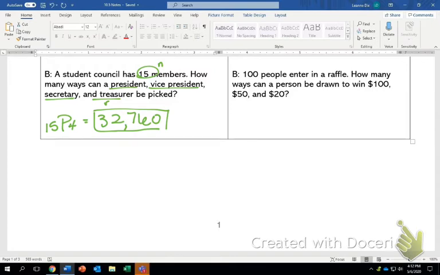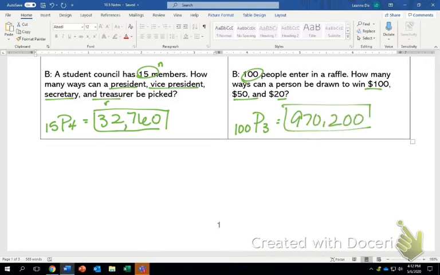So I know that the order of being picked is significant. It is important. And so I'm going to use a permutation. 100 people is my total. I have prizes of 100, 50, and 20. So that's 3 possibilities there. And so I would say 100 permutation 3 and use the calculator to get 970,200 people.